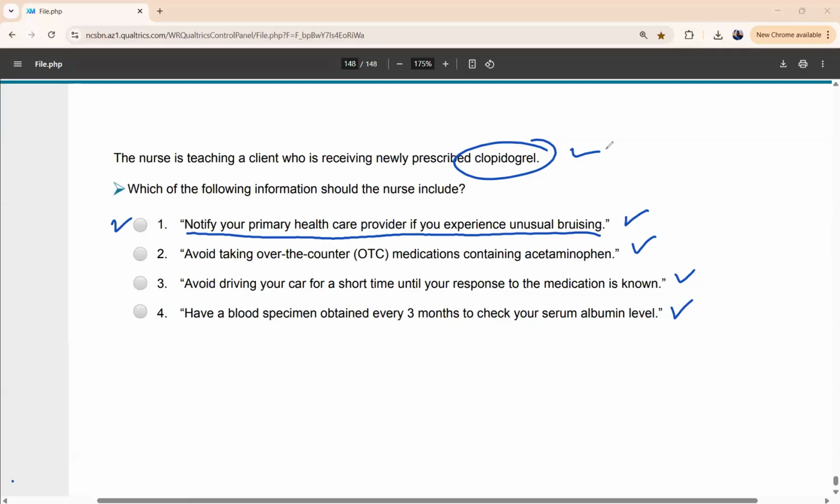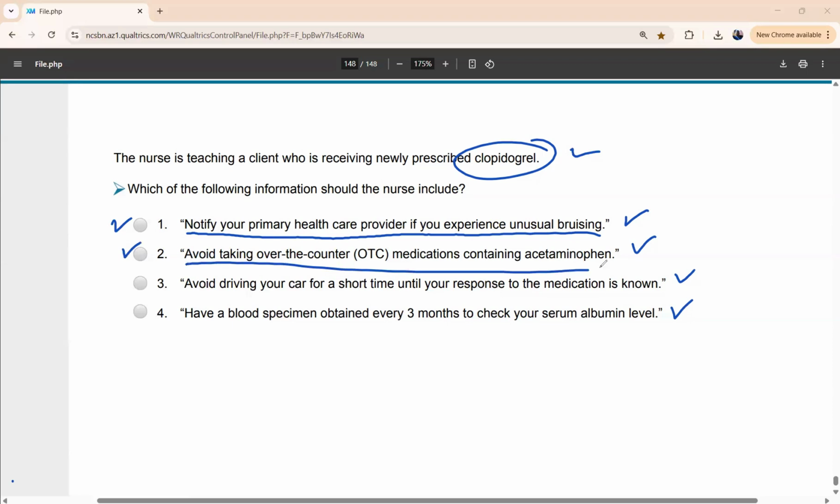Now, I'm also going to look at option 2. I'm going to also say, OTC medication containing acetaminophen, is there any medication that we should not give alongside it? I'm going to ask myself that. If there's any, I will think about it. If there's none, I'll also think about it. That's how I'm going to go through this answer.